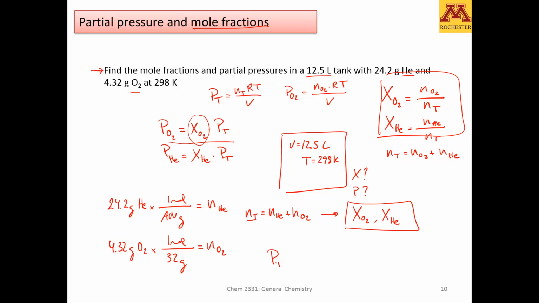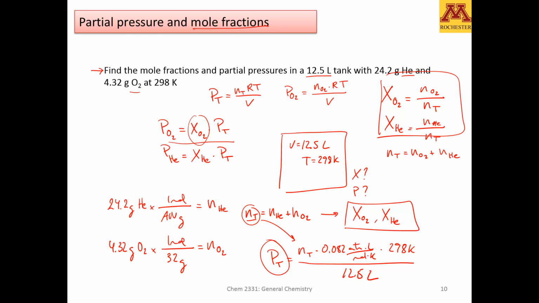Can we calculate the total pressure? The total pressure would be the total number of moles times R, which is 0.082 atmosphere liter per mole Kelvin, times the temperature, divided by the volume. I will not get tired of writing all of the units. It's important so that you see that they all cancel out. The temperature is 298 Kelvin, and the volume is 12.5 liters. Notice that we have calculated the number of moles, therefore we can calculate the total pressure.